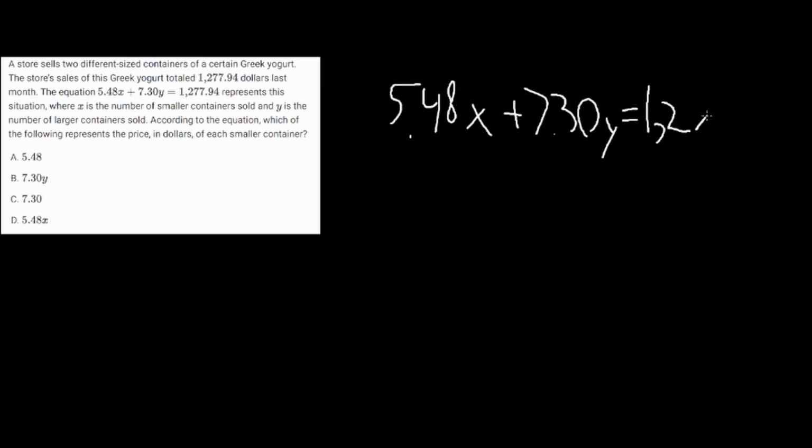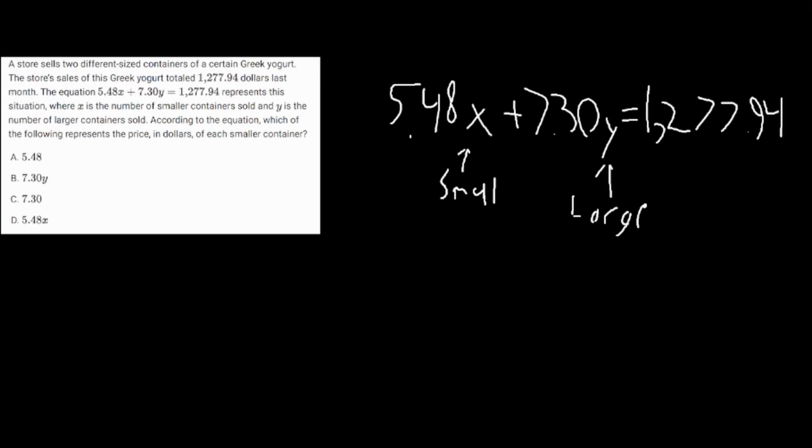It states that a store sells two different sized containers of a Greek yogurt. The store's sales of this yogurt totaled $1,277.94 last month. The equation 5.48x plus 7.30y equals that total amount of 1,277.94, where x is the number of small containers, and y is the number of large containers.